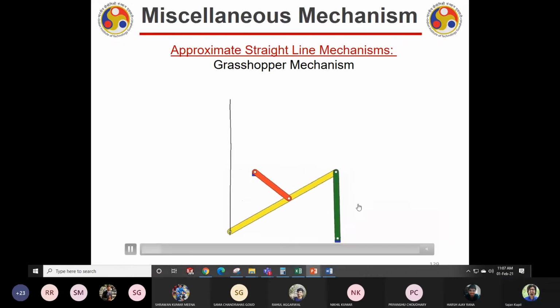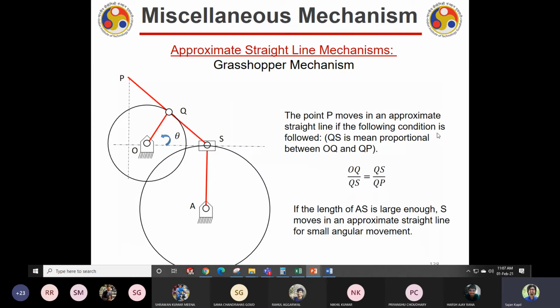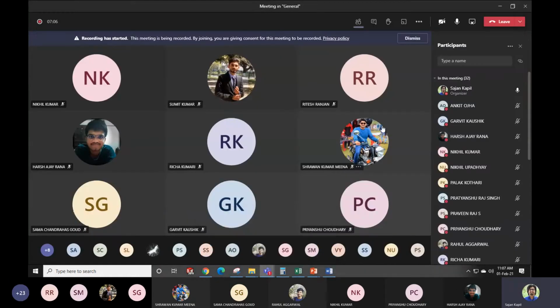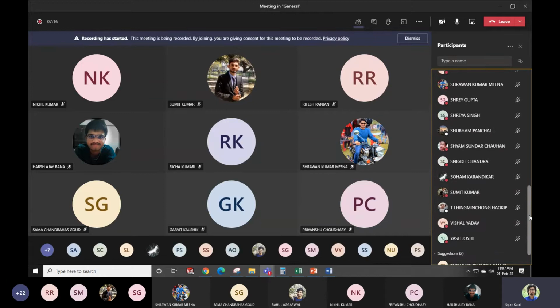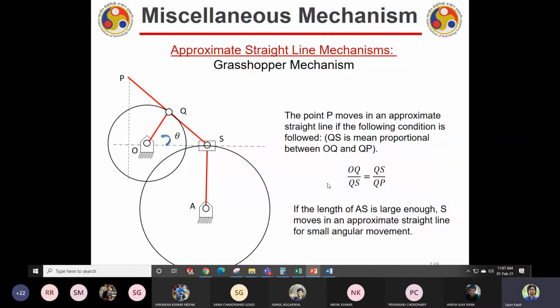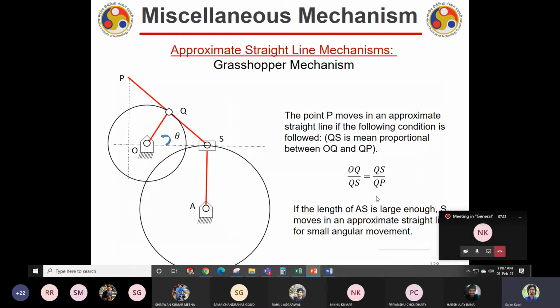Fine. What we have seen in the last lecture is this mechanism was the last one, which is the grasshopper mechanism. It is an approximate straight line mechanism. It is not an exact straight line mechanism. What is the difference between an approximate straight line mechanism and an exact straight line mechanism?